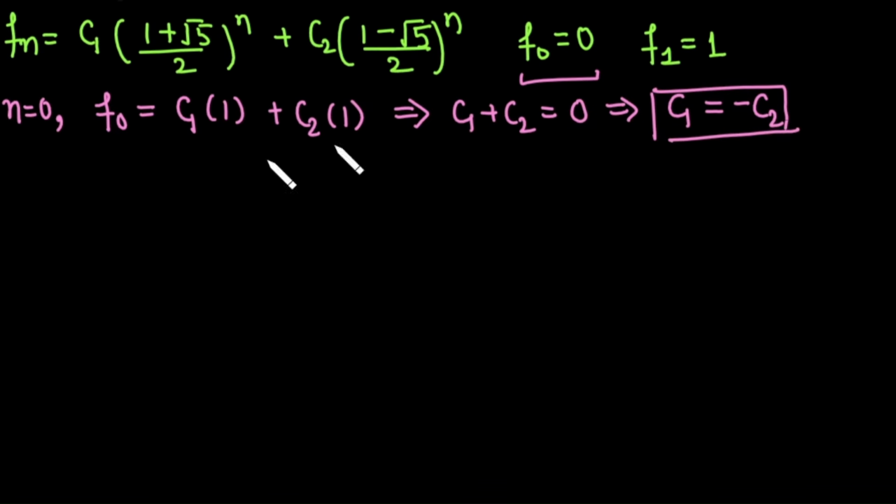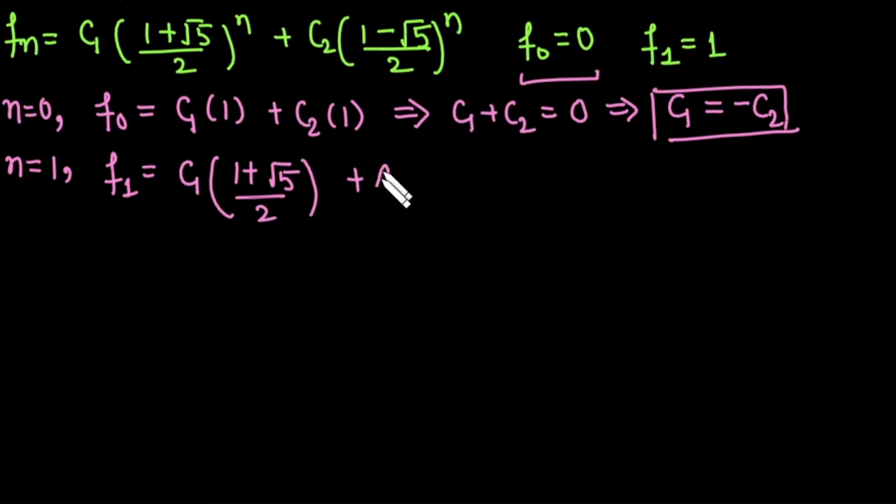Now take the second condition. It says that f1 is equal to 1. It means we will plug n is equal to 1 in this form. So we have f1 is equal to c1, put n is equal to 1, we have (1 plus root 5)/2 plus c2 ((1 minus root 5)/2) power 1.